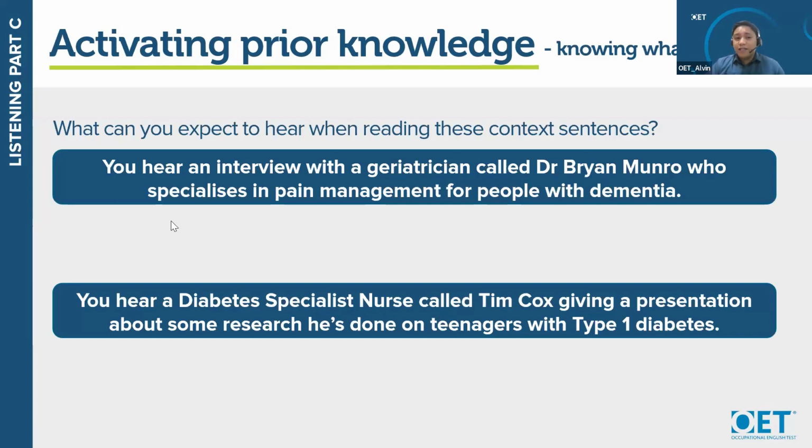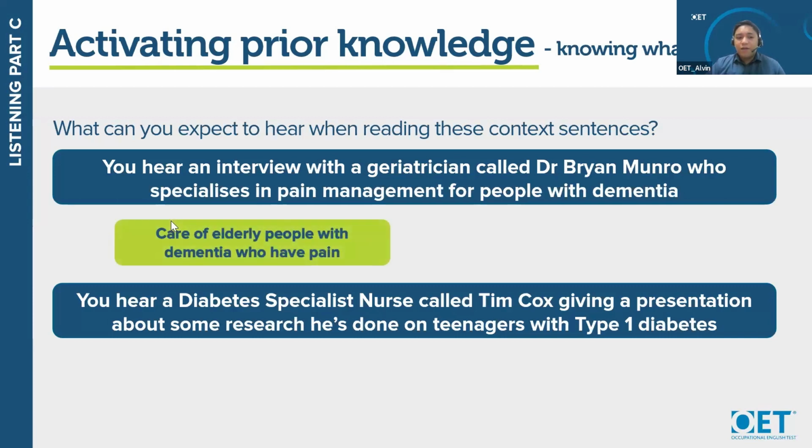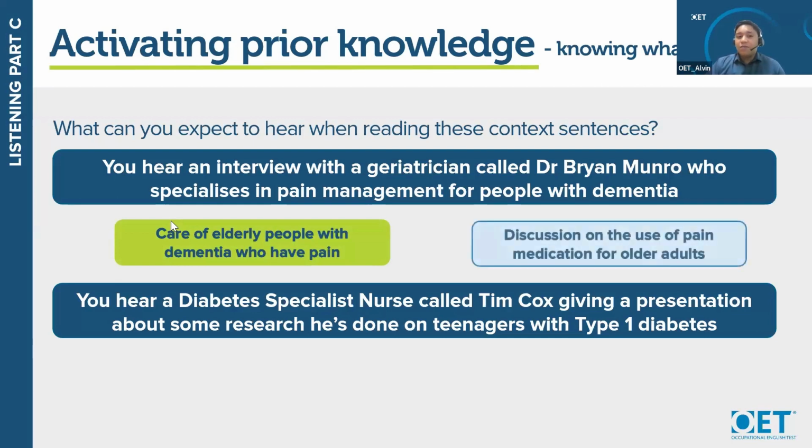So what do you think it is about? Can you tell me? Is it the green box, care of elderly people with dementia who have pain? Or do you think it's going to be the blue box, discussion on the use of pain medication for older adults? What do you think? Could you try to send it on the chat box? I'm going to give you 10 seconds. Is it green or blue box? 5 more seconds.